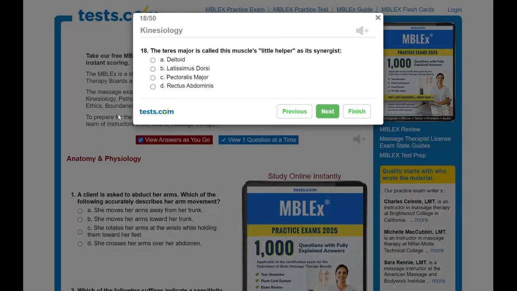Question 18. The teres major is called this muscle's little helper as its synergist. A. Deltoid. B. Latissimus dorsi. C. Pectoralis major. D. Rectus abdominis.